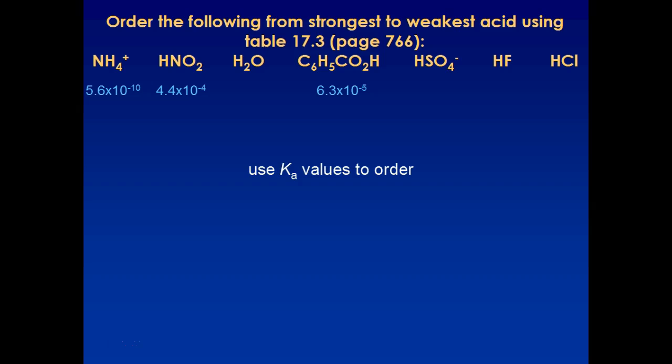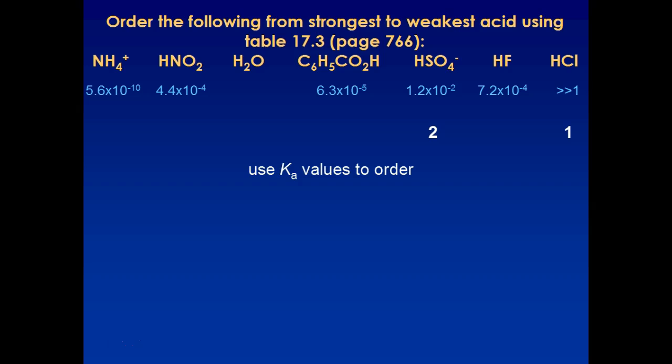C6H5CO2H is 6.3 times 10 to the negative 5th. HSO4 is 1.2 times 10 to the negative 2nd. HF is 7.2 times 10 to the negative 4th. Then HCl is just really, really large. So if I'm going to order these from strongest to weakest, I want to go from the largest value down to the smallest, which means HCl would be first, then HSO4.